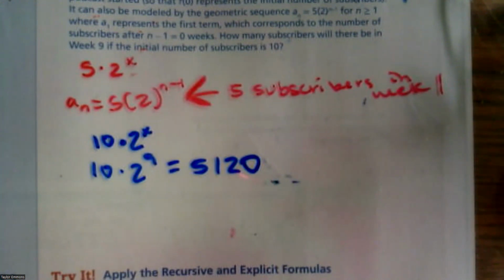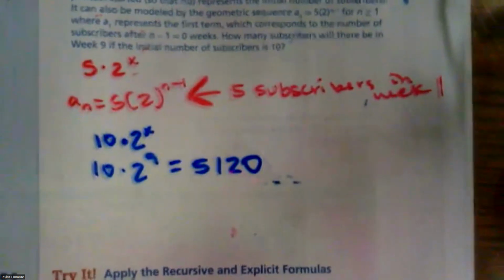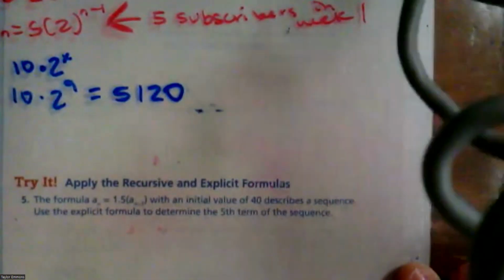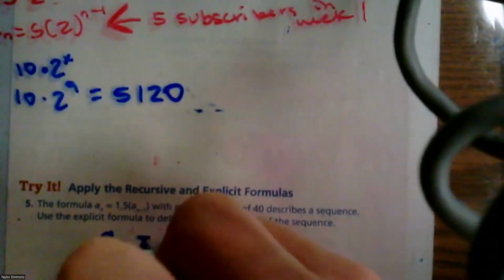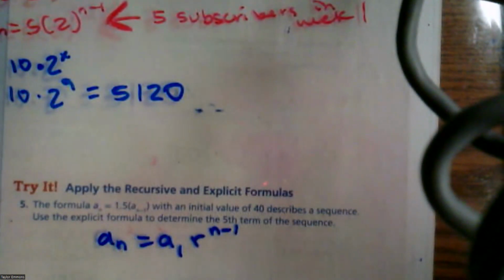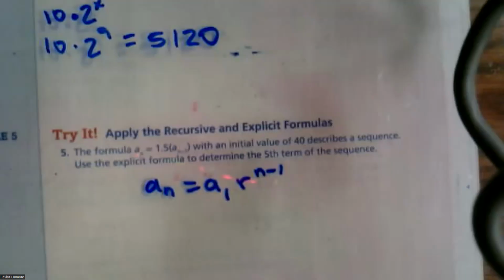Okay, so on the next one, what I want you to do is write the explicit formula, and then plug in 5. So remember, the explicit formula is going to look like this: a sub n equals a sub 1 times r raised to the n minus 1. So all you are going to do is plug in the initial value and the rate and leave everything else alone. Take a second, try that one.